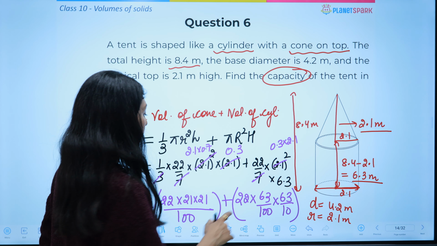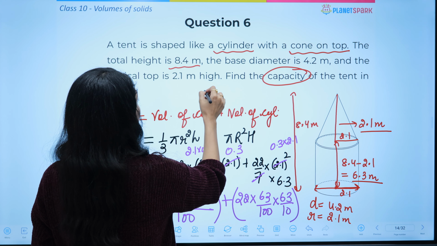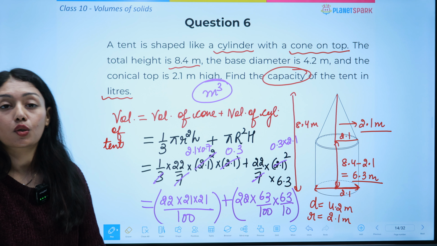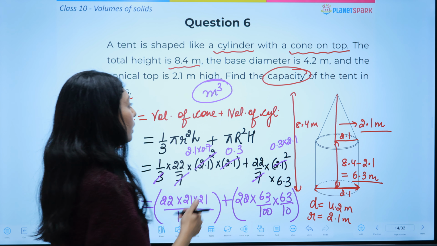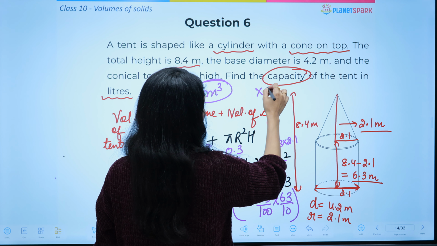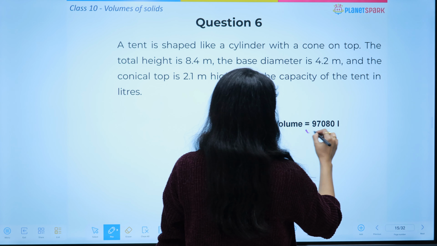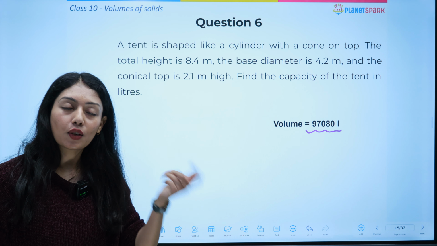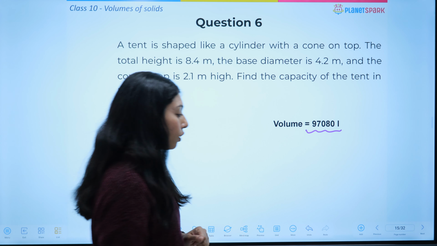So from here we will get the volume in meter cube. Then we need it in liters. So we have to do the conversion, and for that we simply multiply by 1000. So directly we can multiply by 1000, and we'll be getting the answer as 97080 liters. That will be the right answer. You can just verify it after solving.